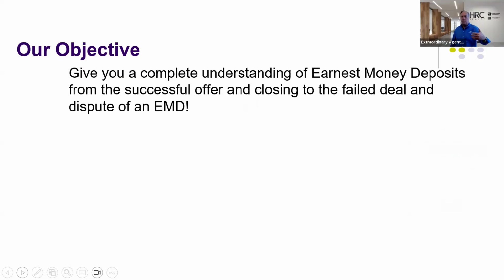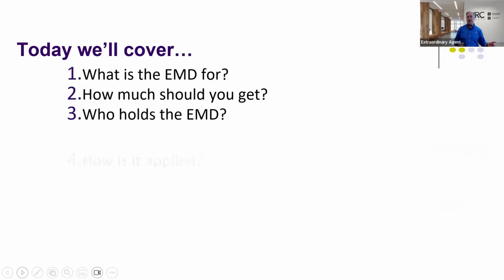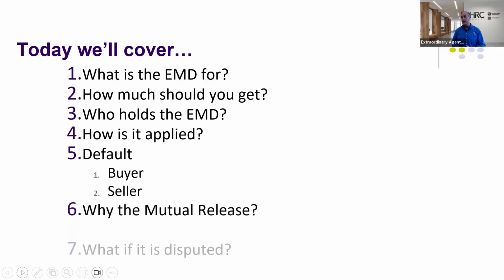So here's what I want to do. Give you a simple, clear understanding, regardless of the situation, of how earnest money deposits are handled. Why do we even have them? Here's what we'll cover. What's the EMD for? How much should I get? Who's to hold it? Because this is an interesting one that comes up. How is it actually applied? I think almost everybody understands that. Here's one where it gets to be really tricky. What happens when there's a default, either by the buyer or the seller?